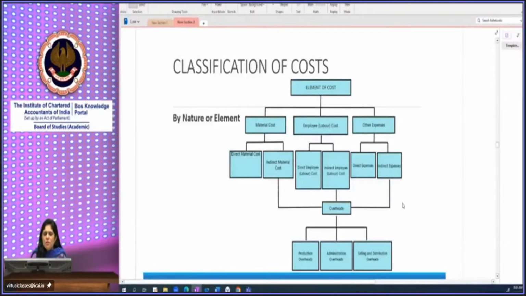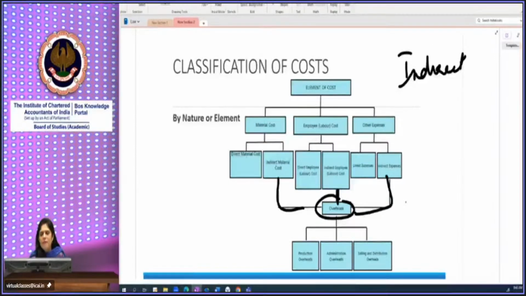So classification of cost: you should understand the elements of cost are material, labor, and other expenses. So there are three elements of cost. Material, again, direct, indirect, both. Employee, direct labor, indirect labor. Expenses, direct expenses and indirect expenses. You should understand all the indirect portion will lead to overheads. So everything which is indirect is actually overheads. So indirect is also called overheads. This you need to understand.